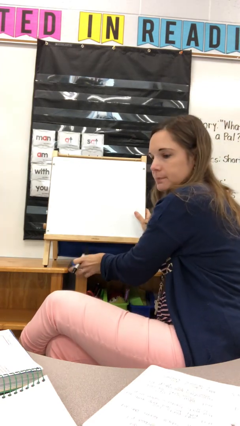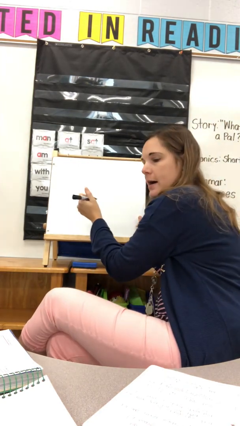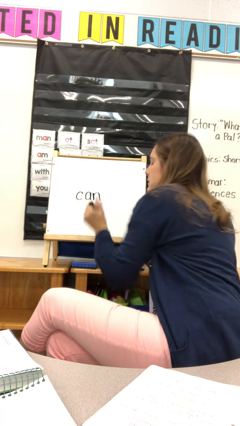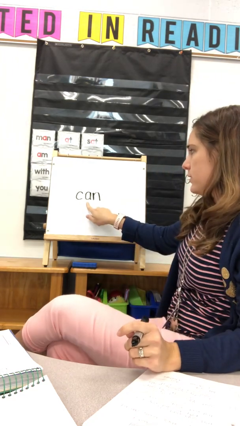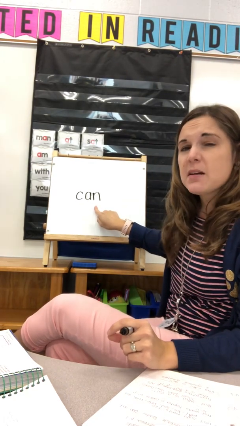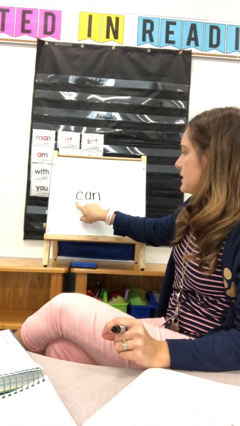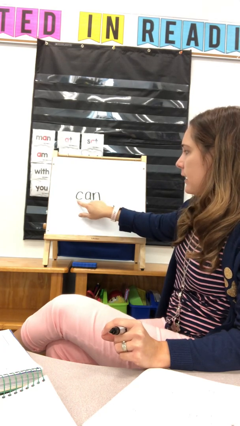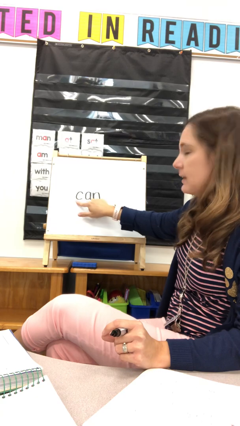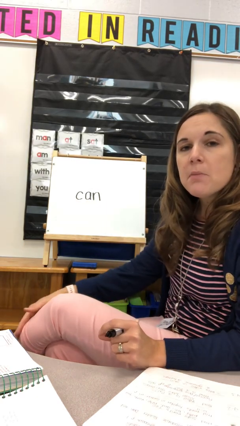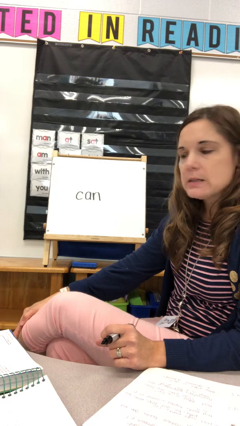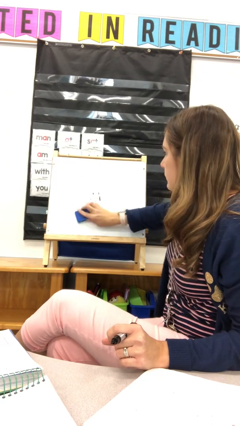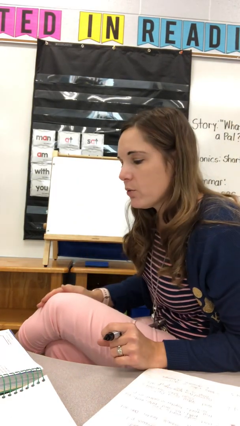Let's try another one. All right, so here's where we have our short A with that N. So remember, the sound is a little trickier. We have sound, k, can. Can. Mom opened a can of green beans. Can. All right. Let's try another one.